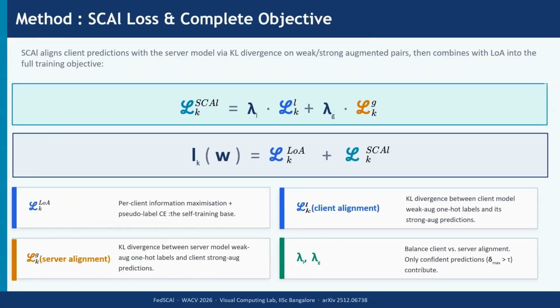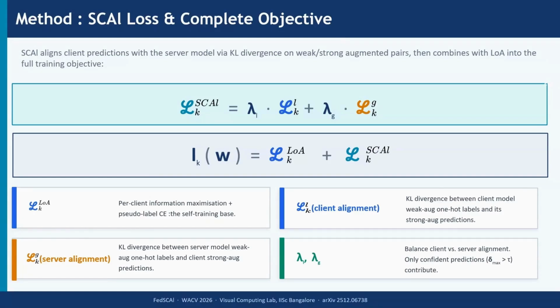Coming to the SCAl loss and the entire objective. The SCAl loss has two different parts, LKL and LKG. The K here refers to the kth client. The client alignment term, LKL, computes the KL divergence between the client's own weak augmentation pseudo labels and its strong augmentation soft predictions. This enforces self-consistency. The client representations should be robust to strong visual perturbations.